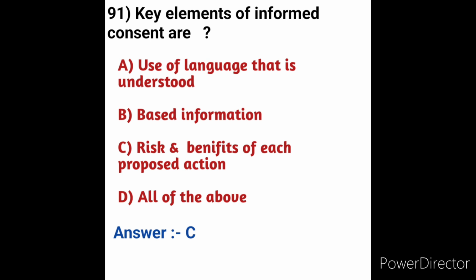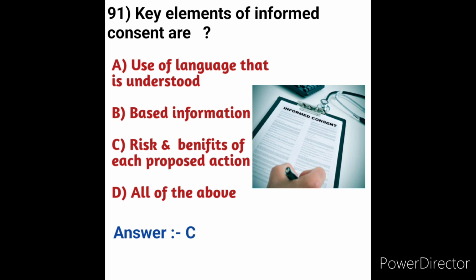Valid informed consent for research must include three major elements. These are risk and benefits of each proposed action to be explained, the voluntary nature of the decision taking, the process of informed consent, and communication between the healthcare provider and the patient and family members of the patient. Here option C, risk and benefits of each proposed action, is to be explained to the patient and the patient attenders or family members in the consent. Here option C is the correct answer. Next, move on to question number 92.